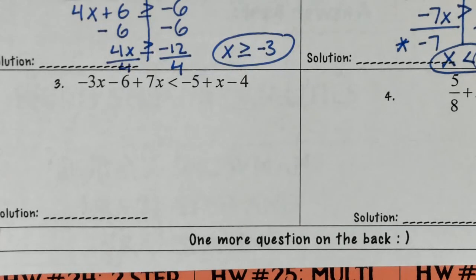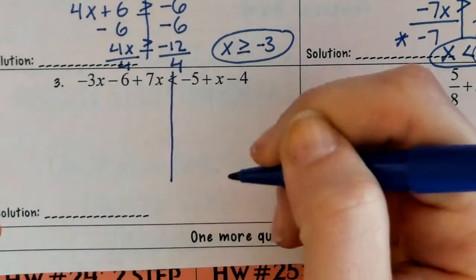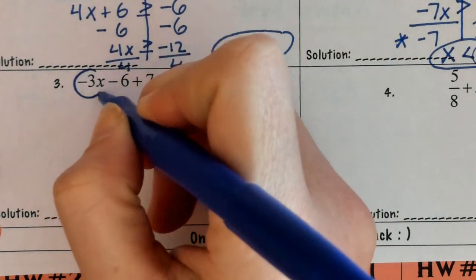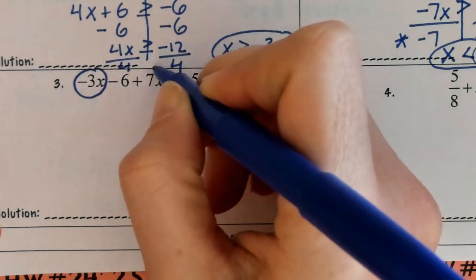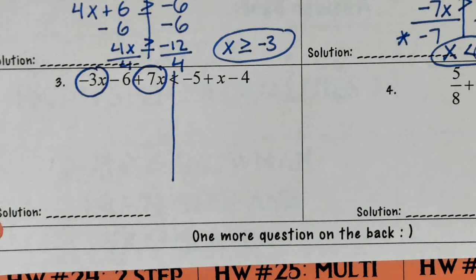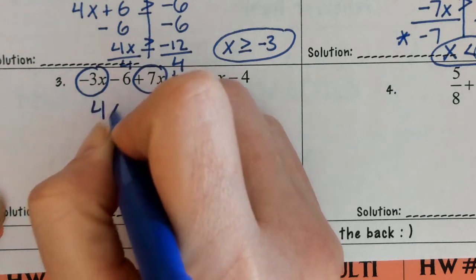All right, number 3. There are lots of variables here, so we want to combine them all together. On this left-hand side, we have a negative 3x and a positive 7x. Combining our like terms, negative 3x plus 7x is 4x.